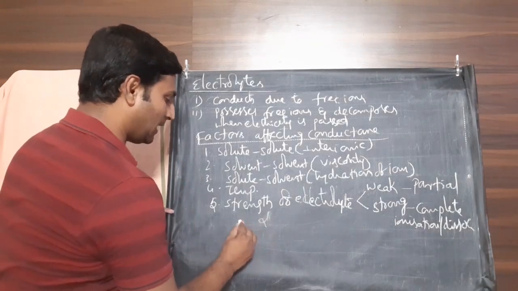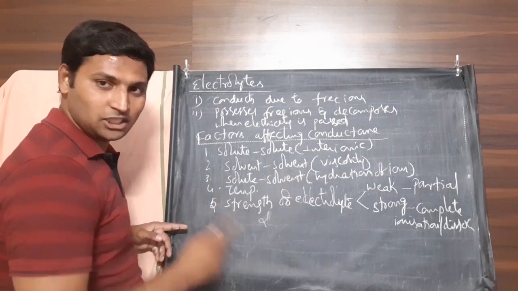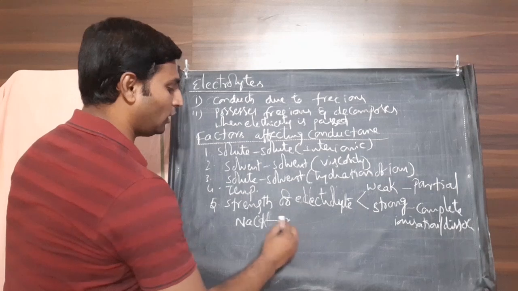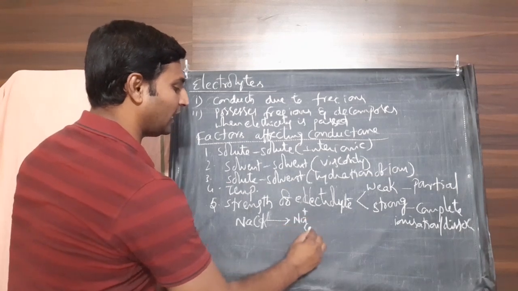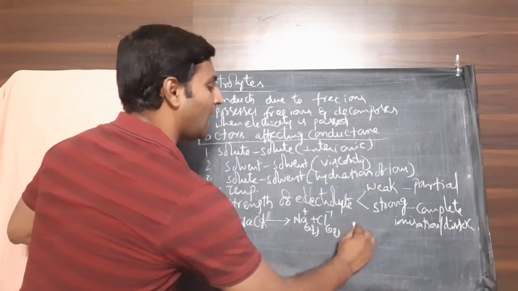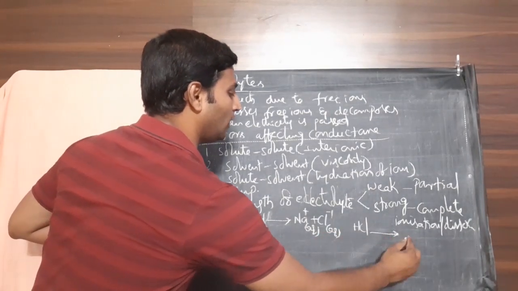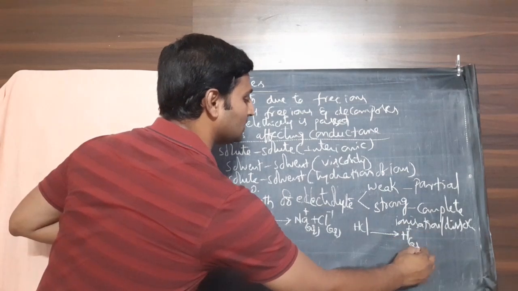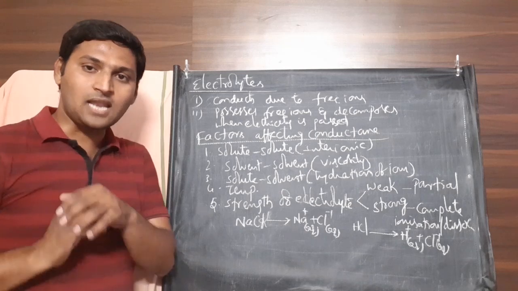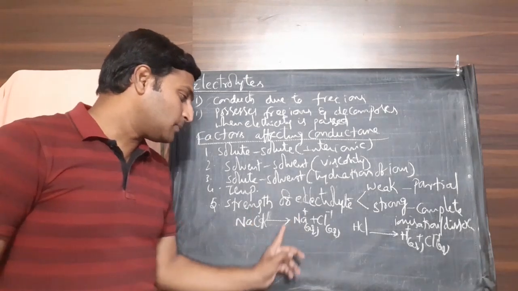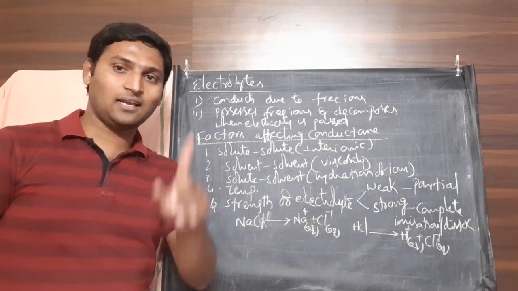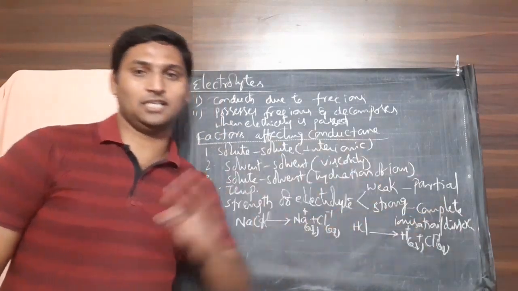Let me take 2 examples to explain the difference between ionization and dissociation. Say I have sodium chloride dissolved in water. It becomes aqueous sodium cation and aqueous chloride anion. I have hydrogen chloride dissolved in water. It becomes aqueous H plus ion and aqueous Cl minus ion. Now, what is the difference between production of ions in these 2 cases? That makes the difference between ionization and dissociation.